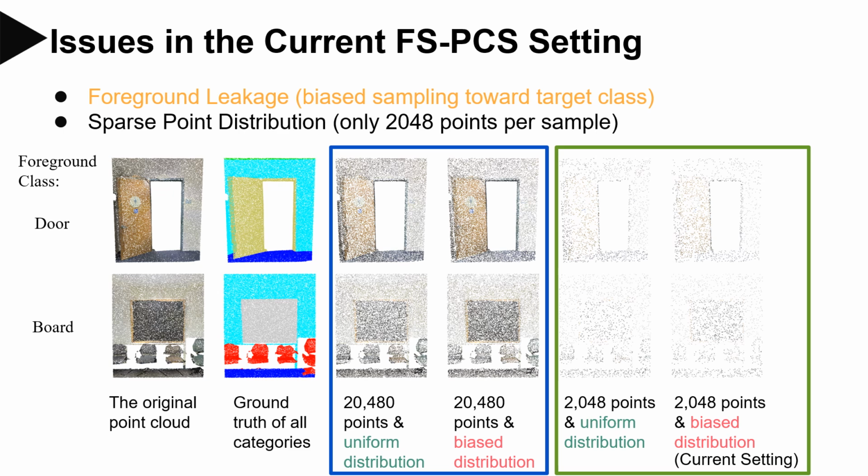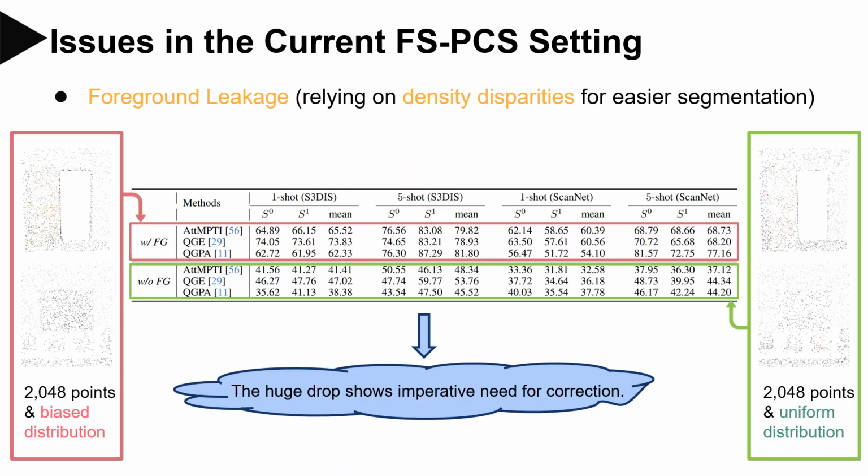As depicted here, the inputs in the third and fifth columns are from the corrected uniform sampling and show balanced point distributions, while the inputs in the fourth and sixth columns, using biased sampling, exhibit denser distributions in the foreground door or board than in the background. This leakage allows previous models to exploit density disparities for easier segmentation instead of learning semantic knowledge transfer from support to query. Consequently, this issue renders the current benchmark unable to reflect the true few-shot performance.